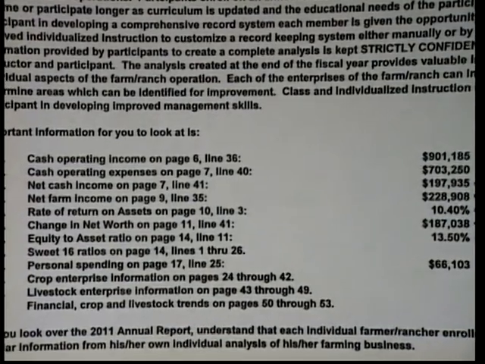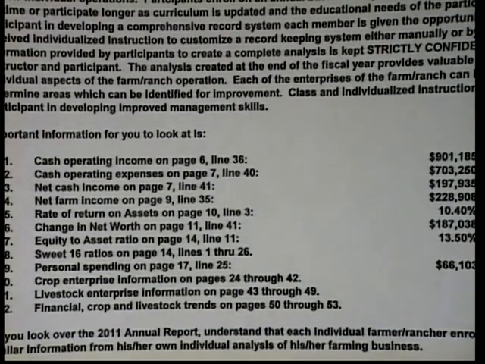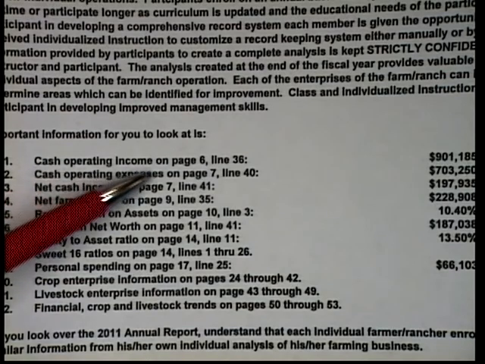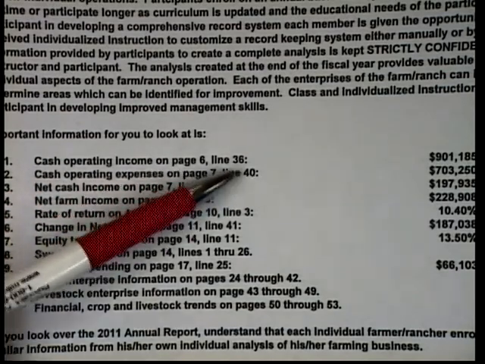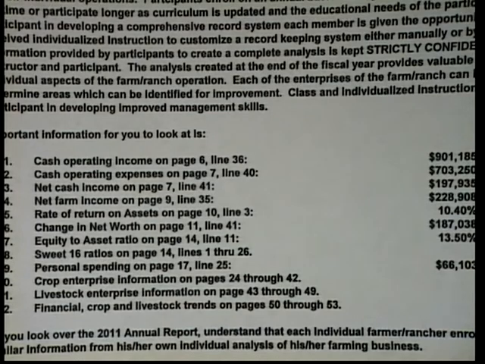Okay. In this middle part is critical information. It gives us the net cash operating income, the page number and the line number, but also the dollar amount. So in the year 2011, the average cash operating income was $901,000. The operating expenses were $703,000, and the difference is net cash income of $197,000.